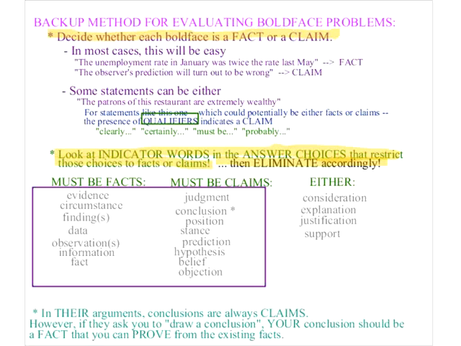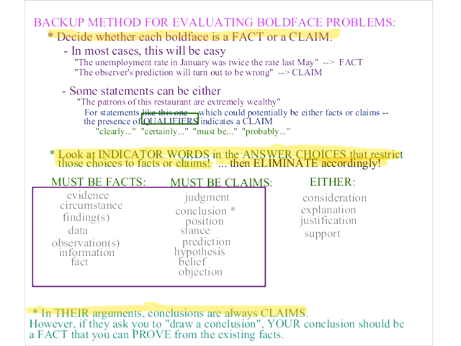The only time conclusions are facts is in draw-the-conclusion problems, but that means they're just not giving you an argument in the first place. In these problems, the conclusion will always be a claim. I'm sure you guys know that. So, here's the problem at hand. Evidence has to be a fact, and circumstances are facts. So those answer choices are all gone.